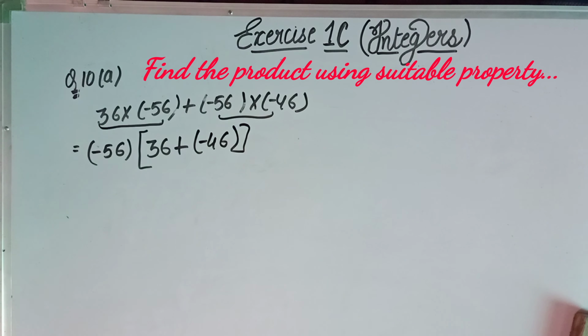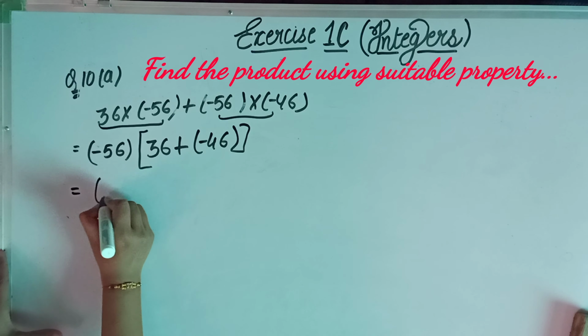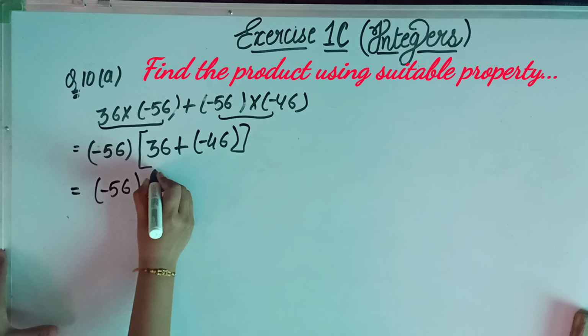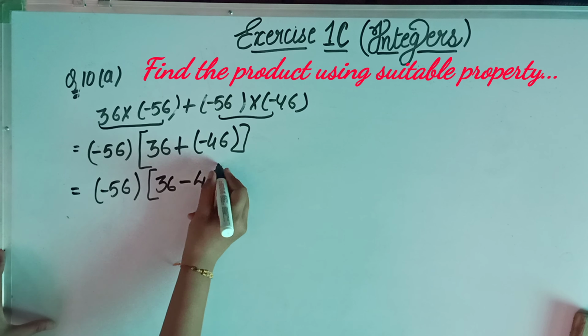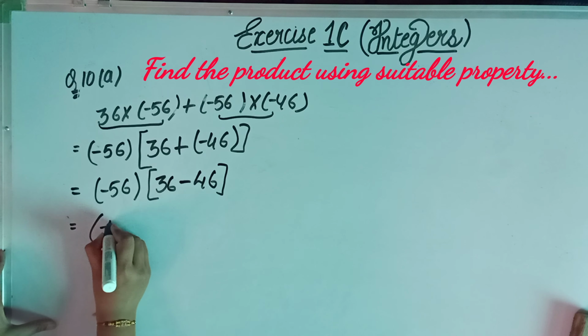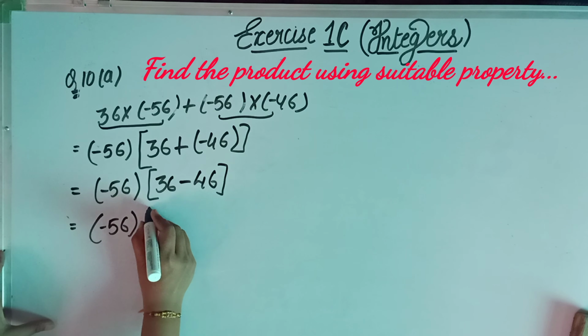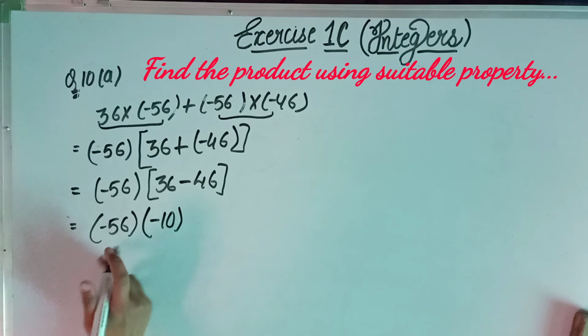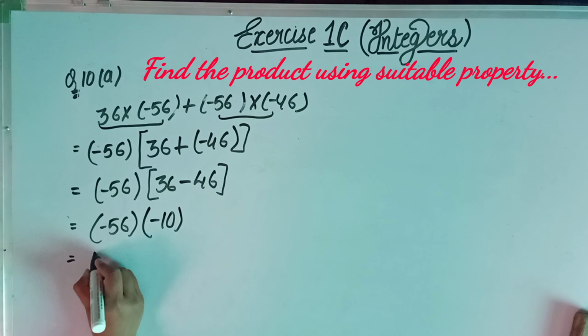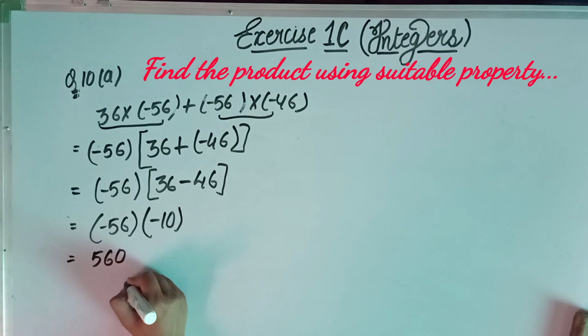Okay, now so here we are going to write like this, 56. Now we are going to solve this bracket first. So plus minus minus 46. So minus 56, if you are going to deduct this number you will get minus 10. Okay, so minus minus plus, and we are going to multiply. So 560 is the answer.